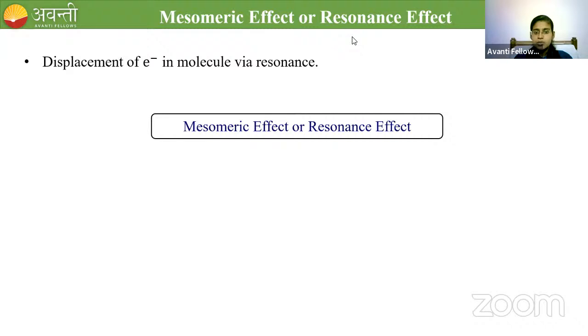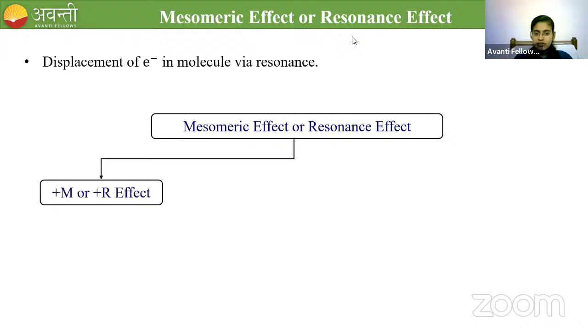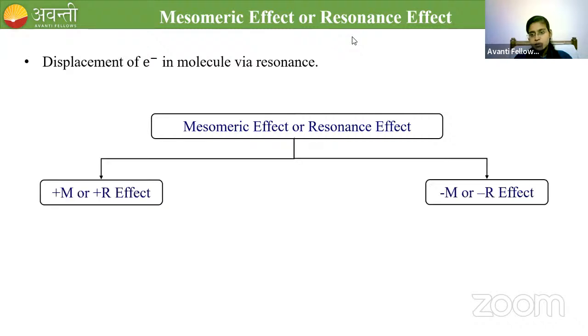One is called plus R effect or plus M effect, and the other one is called minus R effect or minus M effect. Okay, so there are two types of resonance effect we have. I will first discuss the plus R or plus M.